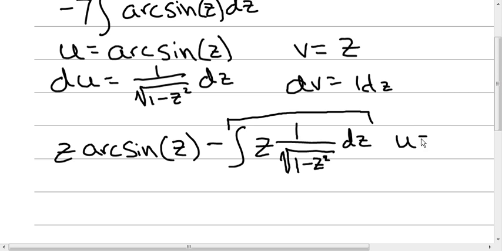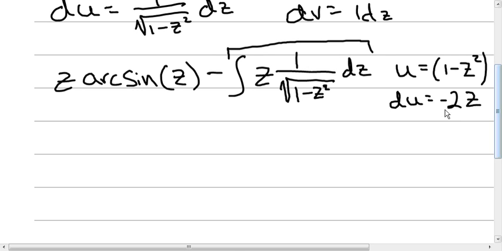So u is going to be equal to 1 minus z squared, and du is going to be equal to minus 2z. This minus 2 doesn't occur here, so we're going to have to accommodate that with a minus 1/2. So we get a minus 1/2 out front. So I'm just going to change that to a plus 1/2, just bring that out and get rid of it.